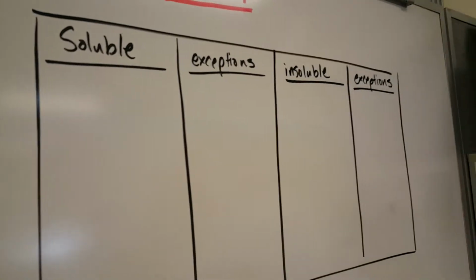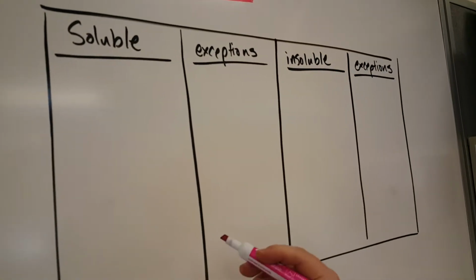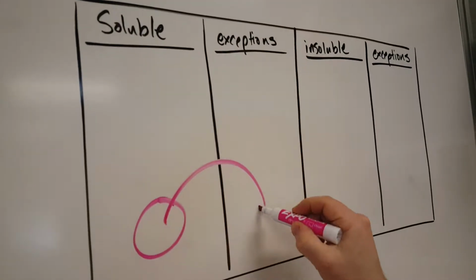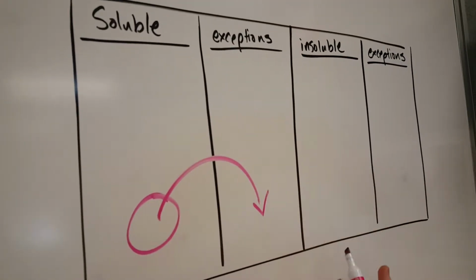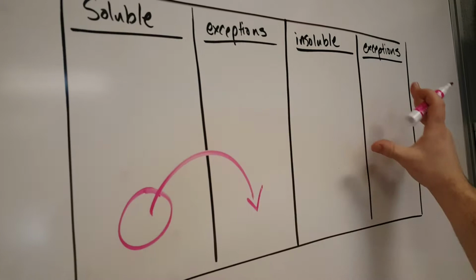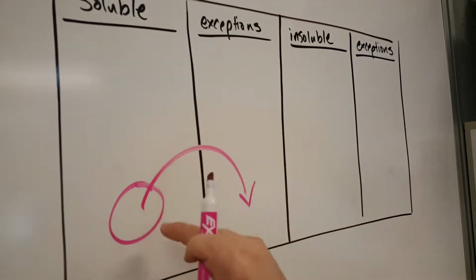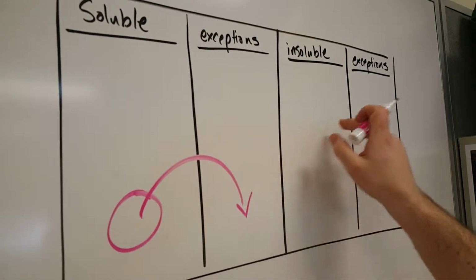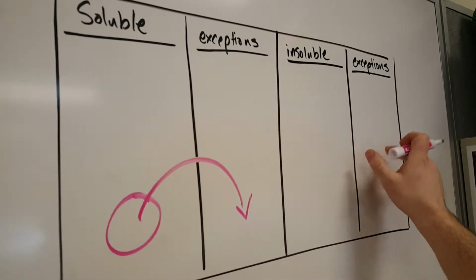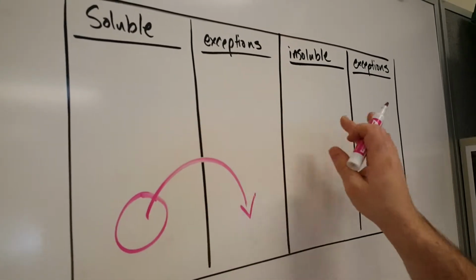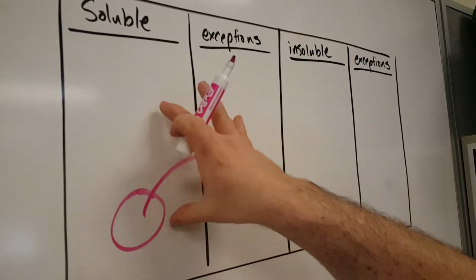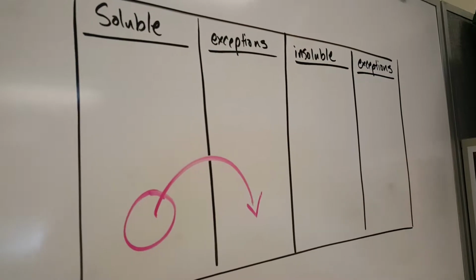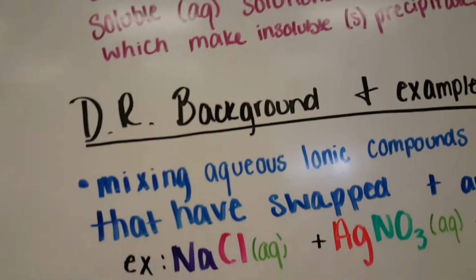The way we use Table F is we find the ion of interest and see if it's in the soluble column and if there are any exceptions. So what you need to do is use Table F to see if the compound we made is soluble or insoluble. It's kind of like an if-then situation. Logic comes into play here. But you're not going to know which compounds to work with until you come to the double replacement background and some examples.